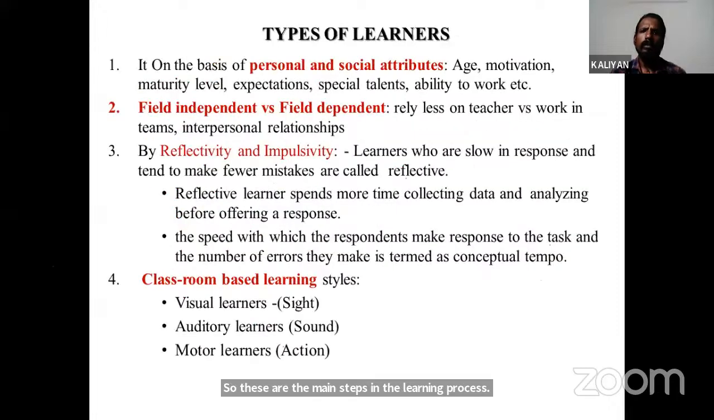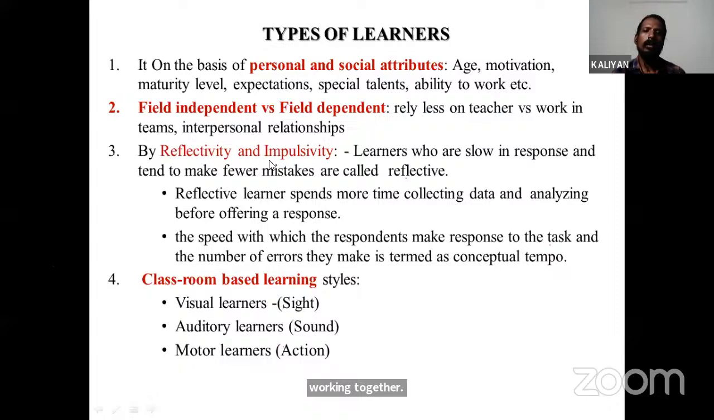And types of learners. On the basis of personal and social attributes like age, motivation, maturity level, expectation, special talents, and ability to work. And the second one is field independent and field dependent. Field independent learners rely less on the teacher, and field dependent learners work in a team, with interpersonal relationships, like teacher and learner working together. That is field dependent.